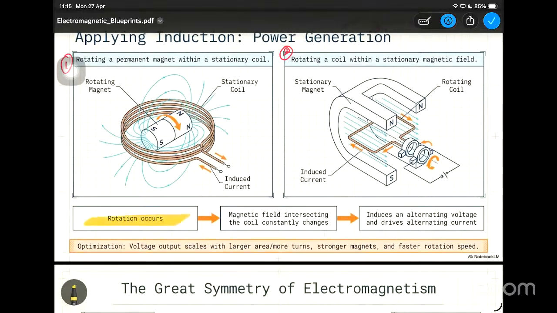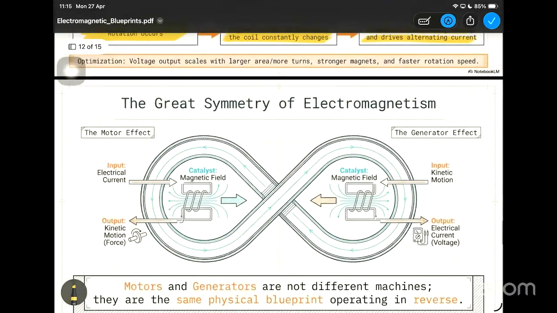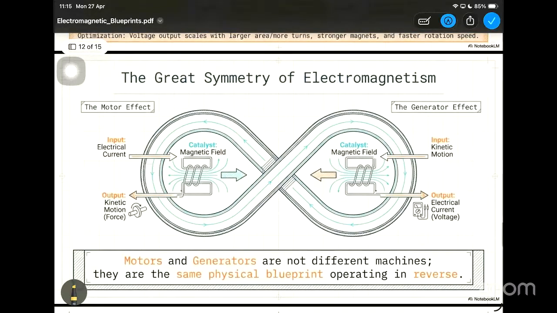So somehow there must be a rotation. That rotation will cause a cut of magnetic field lines. Therefore, it will induce an alternating voltage, right? So that is the basic theory. Then here, there's a small summary given, so you can go through it here, right?